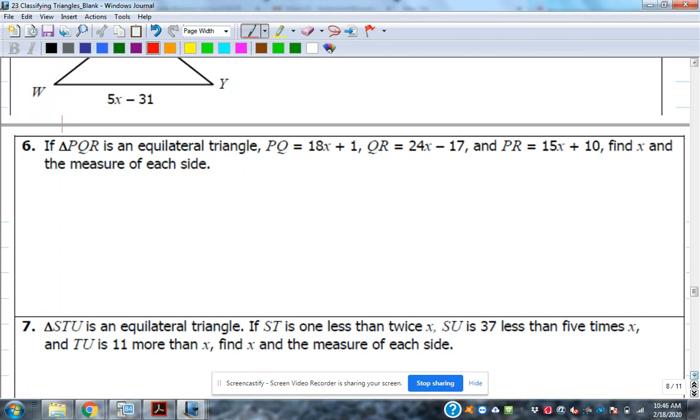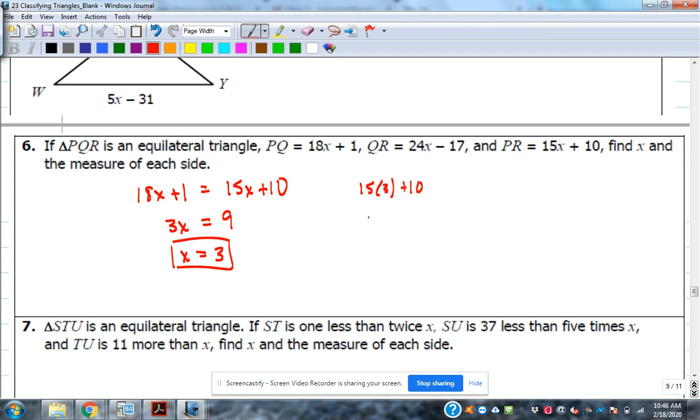Because they told us it's equilateral, what do we know about all sides? They're all equal, so what do we have to do to solve this? Pick 2 of them and set them equal to each other. Doesn't matter what 2. I'm going to do 18x plus 1 equals 15x plus 10. Smaller numbers. So it would be 3x equals 9, x equals 3. And then plug that into something there. So I'm going to do 15 times 3 plus 10. So that's 55.